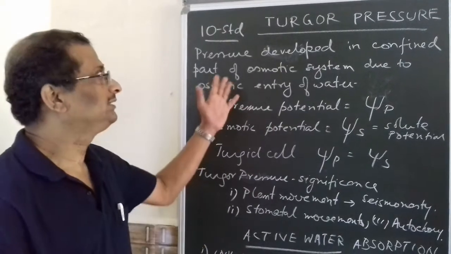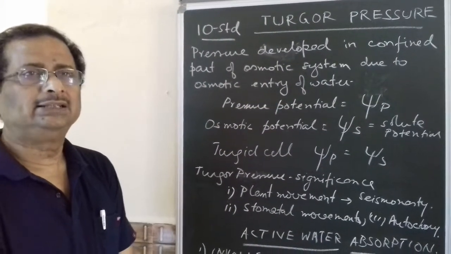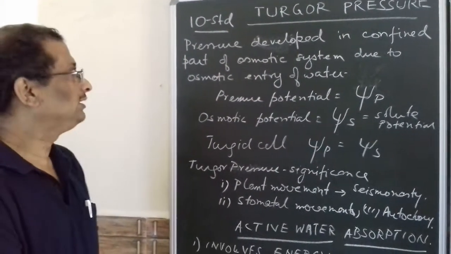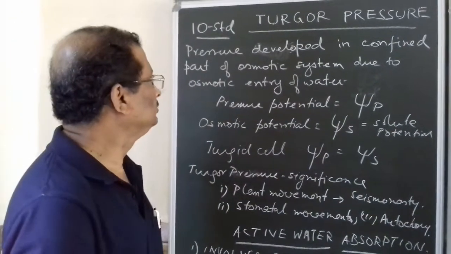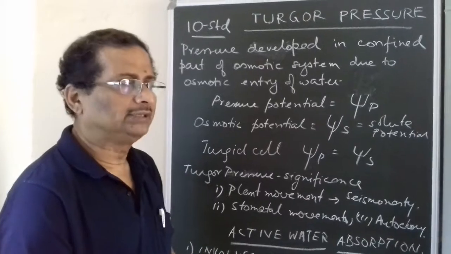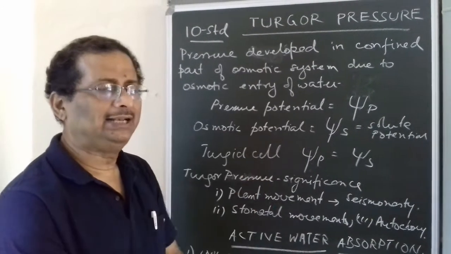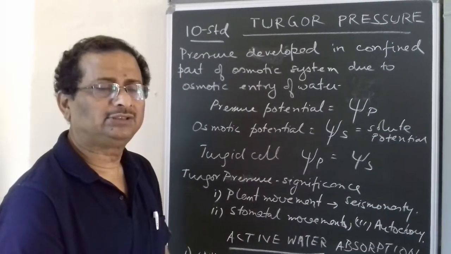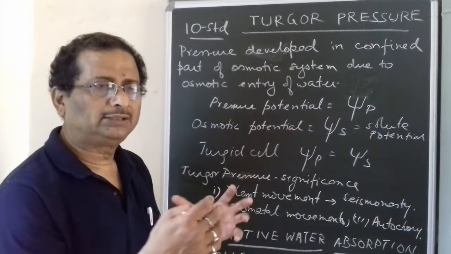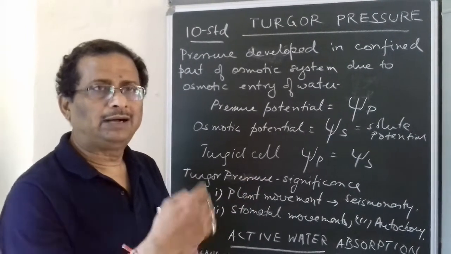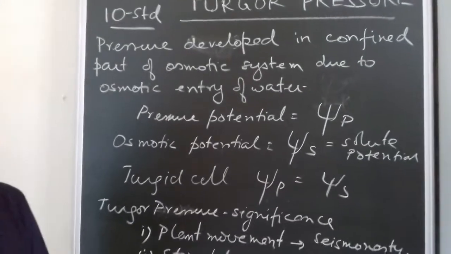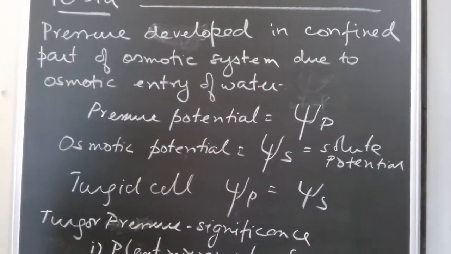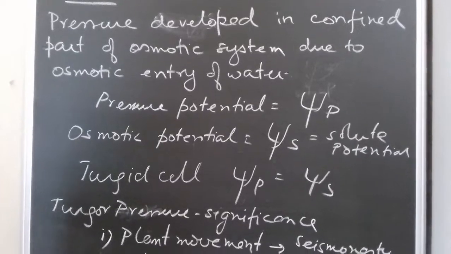Now turgor pressure is developed in a confined plant cell or in an animal cell or in the osmotic system due to the osmotic entry of water. So that means when you put a cell in a hypotonic solution, generally the water flows from outside to inside. The cell sap is at a higher concentration and the water moves due to osmotic pressure inside the cell.